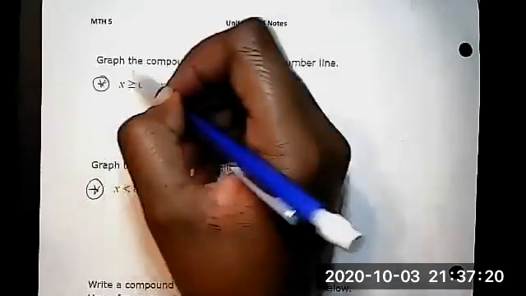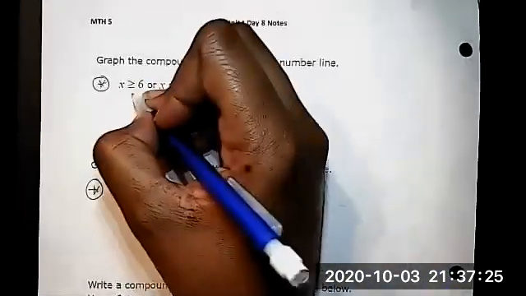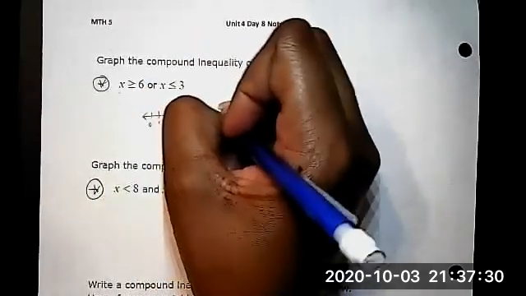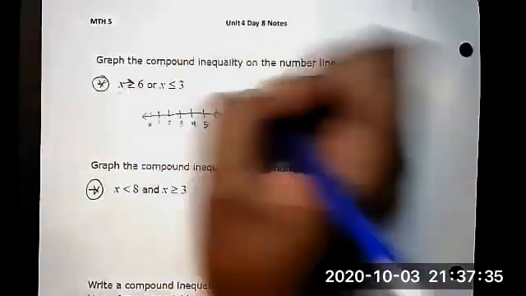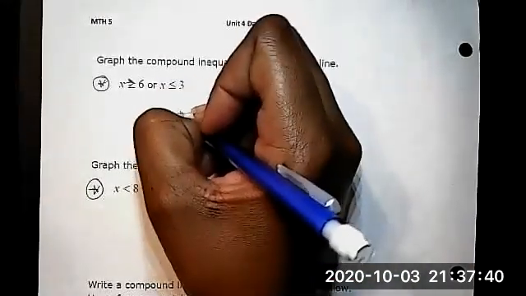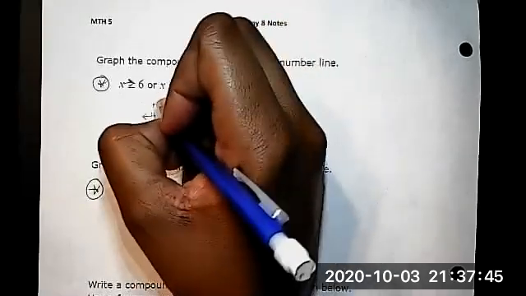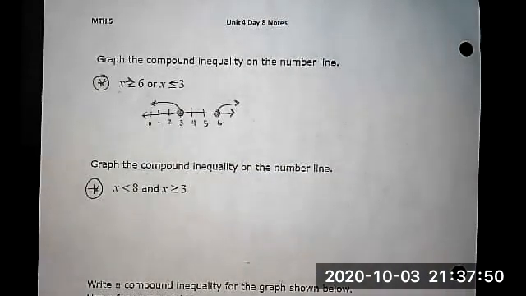In this particular one, 6 is on this side, although it looks like it's on the other side in the "or" statement. Look at it, 6 is here. Closed circle because it has a line under it, and of course I already showed you how to do this. The arrow is going to go this way. And then for the 3, closed circle, again because of the line under, and the arrow goes that way. So this is what our "or" problem is usually going to look like. All right, so let's look at the next one.